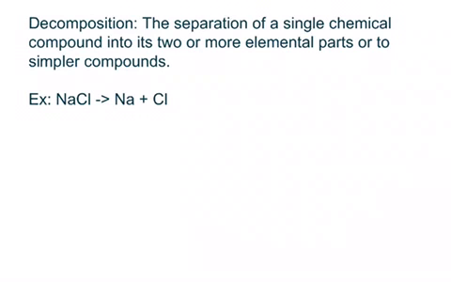Decomposition is the separation of a single chemical compound into its 2 or more elemental parts, or simpler compounds. Here we have an example of decomposition, where NaCl breaks down to form the elements Na and Cl.